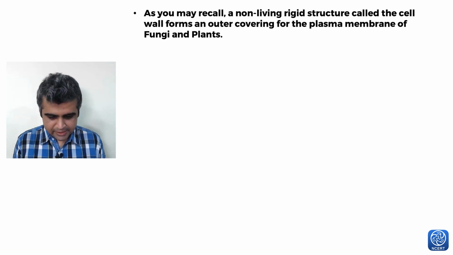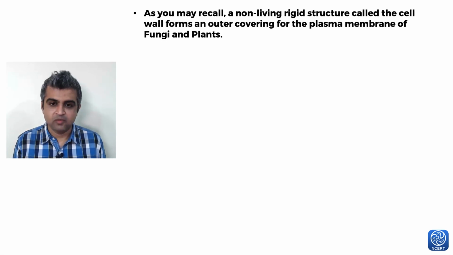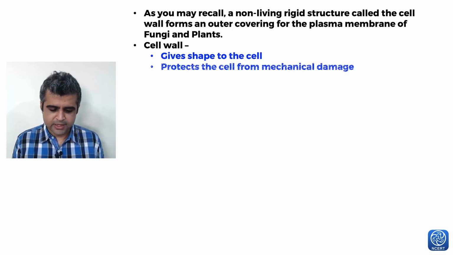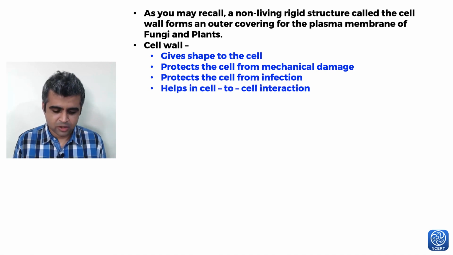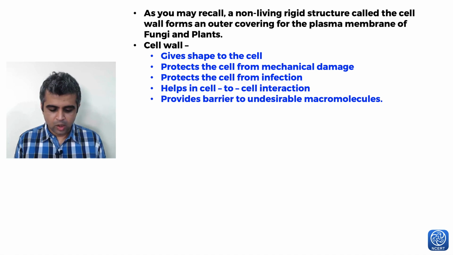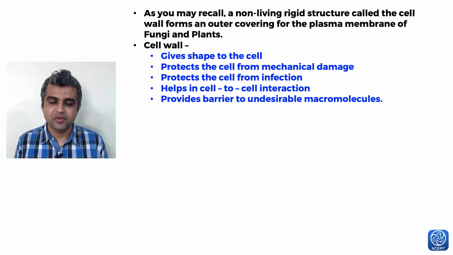So the NCERT says that, as you may recall, a non-living rigid structure called the cell wall forms the outer covering of the plasma membrane of fungi and plants. The cell wall gives shape to the cell, protects the cell from mechanical damage, protects the cell from infection, helps in cell-to-cell interaction. Along with that, it also provides a barrier to undesirable macromolecules. So all of this that you see here are functions of the cell wall as given in the NCERT.